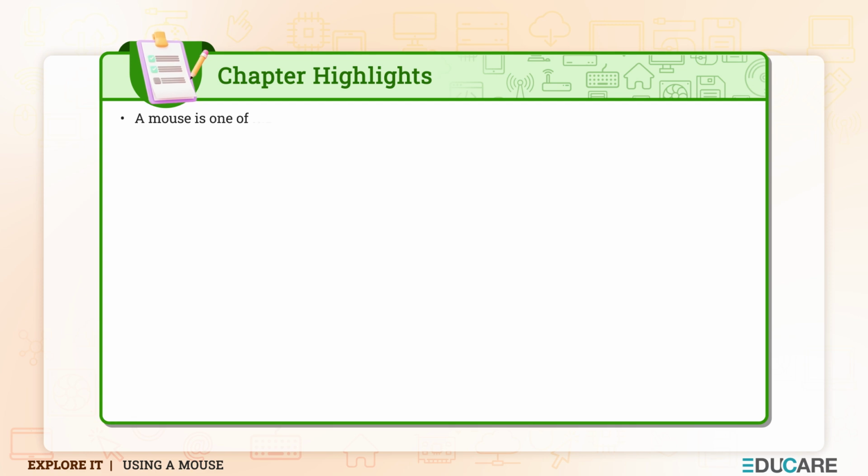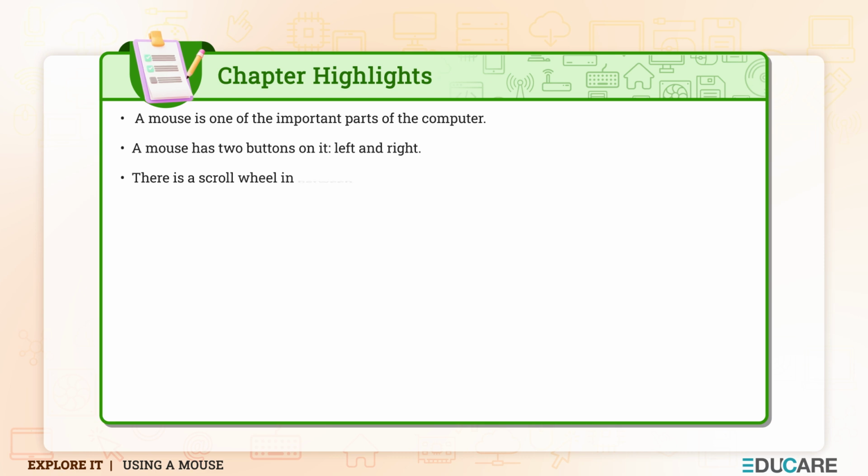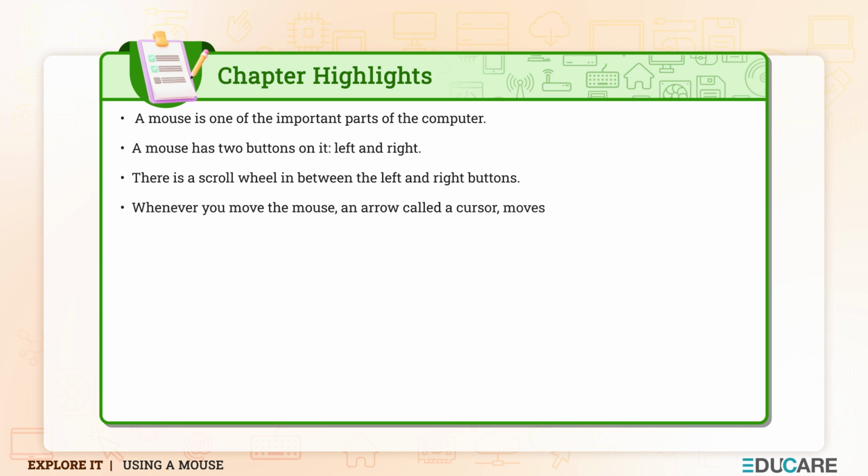Chapter highlights. A mouse is one of the important parts of the computer. A mouse has 2 buttons on it, left and right. There is a scroll wheel in between the left and right buttons. Whenever you move the mouse, an arrow called a cursor moves on the computer screen.